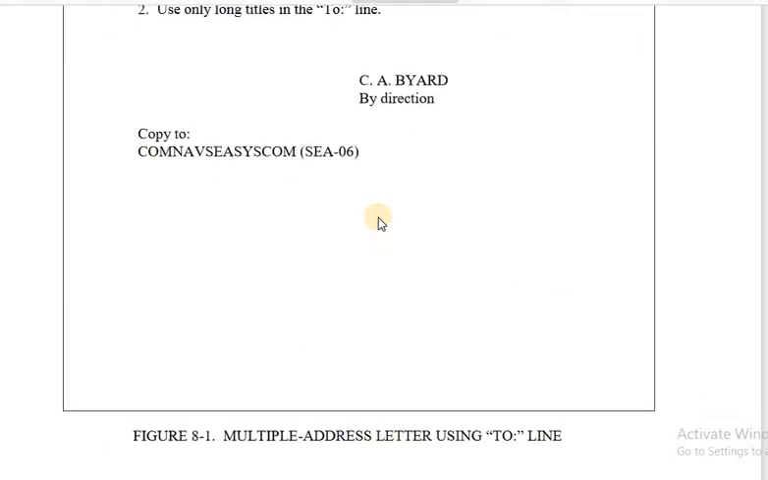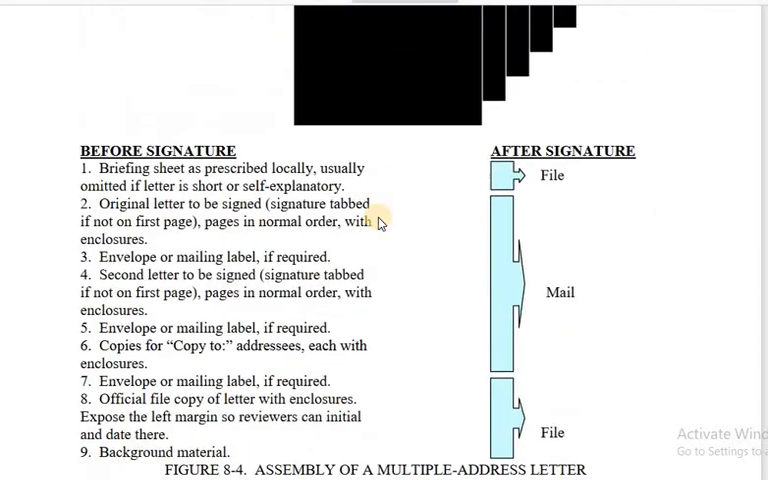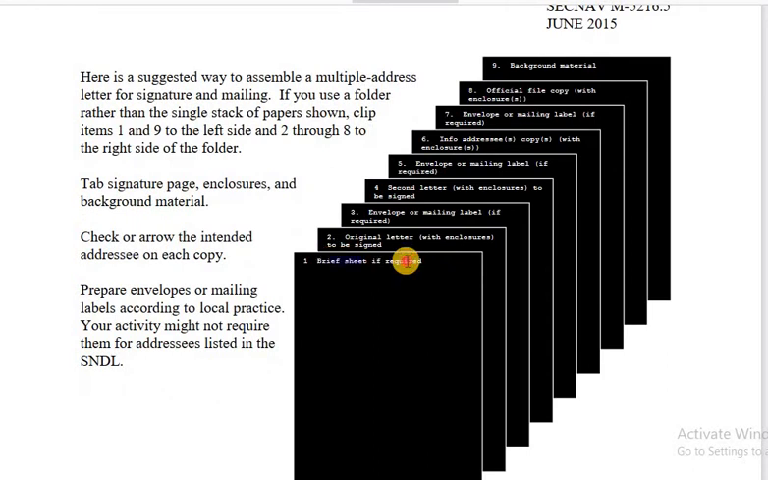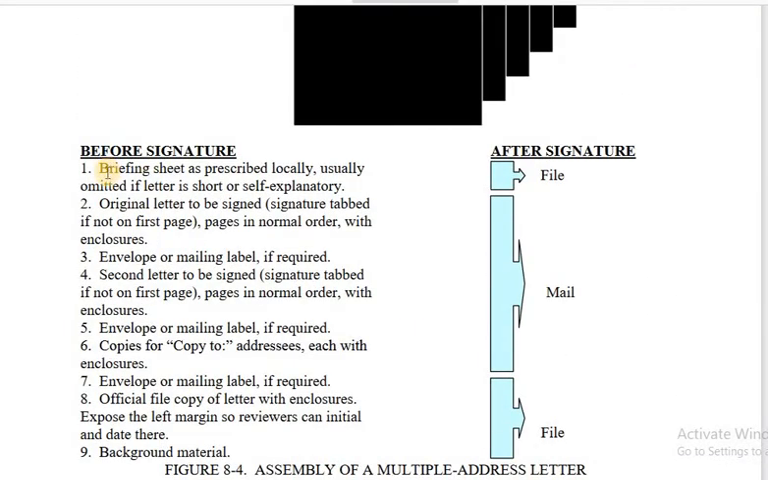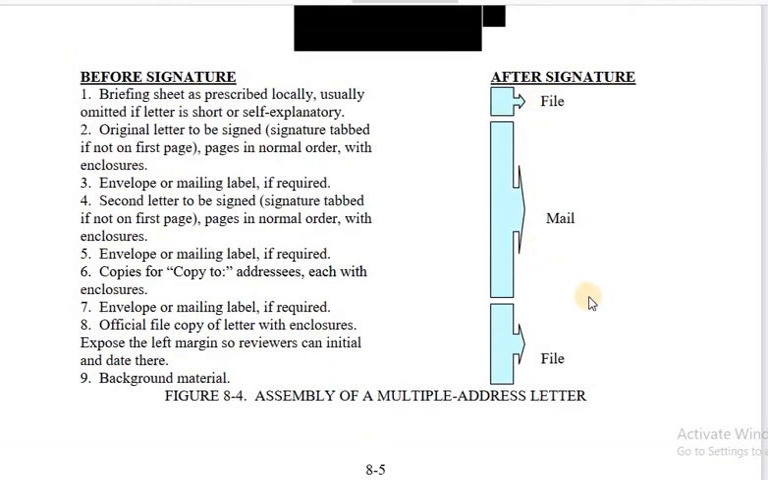And then there's a way that you can assemble them, which is figure 8.4, which I think is kind of the normal: brief sheet, letter, envelope, second letter, envelope. So I think that one's kind of obvious. No need to go over it much. Before signature, make sure there's the briefing sheet. Have the original letter be signed in normal order with their enclosures. Second letter to be signed, envelope, copies for the copy to, envelope, background material.